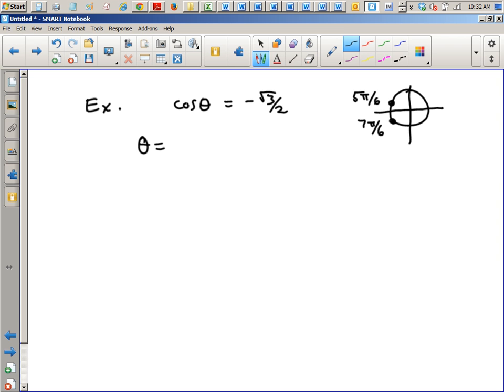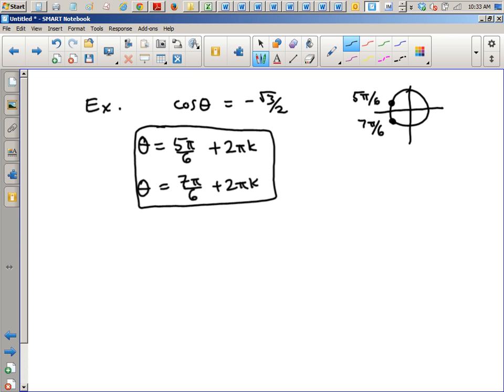So we'll just write 5 pi over 6 plus, and don't forget the 2 pi k. That just means all the angles coterminal also with 5 pi over 6. And 7 pi over 6 plus 2 pi k. These are all possible answers to the question. If we are only to answer between 0 and 360, then we'll just give these two.